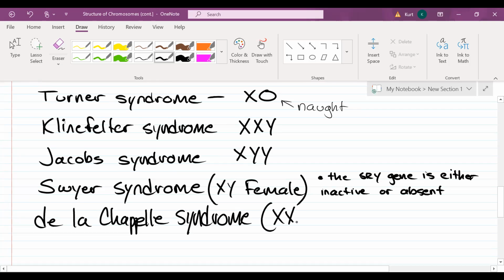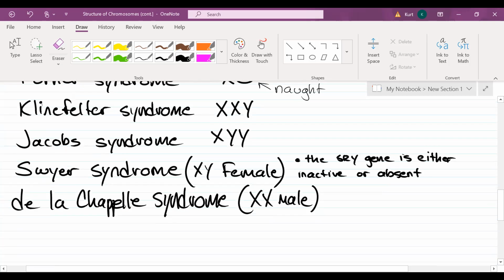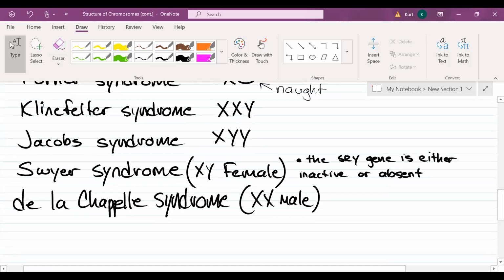This is going to mean XX male. And based on what you guys read in Swyer syndrome, how do you think this happened? What do you think? What must be on one of the X chromosomes? Yeah. So apparently during meiosis within dad, the SRY gene jumped off of his Y chromosome and onto an X chromosome, and he passed on the X chromosome.